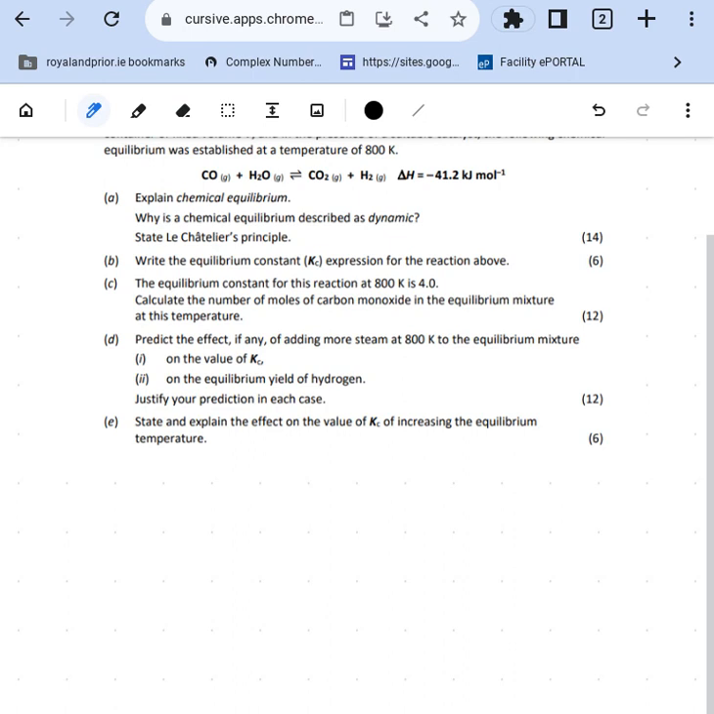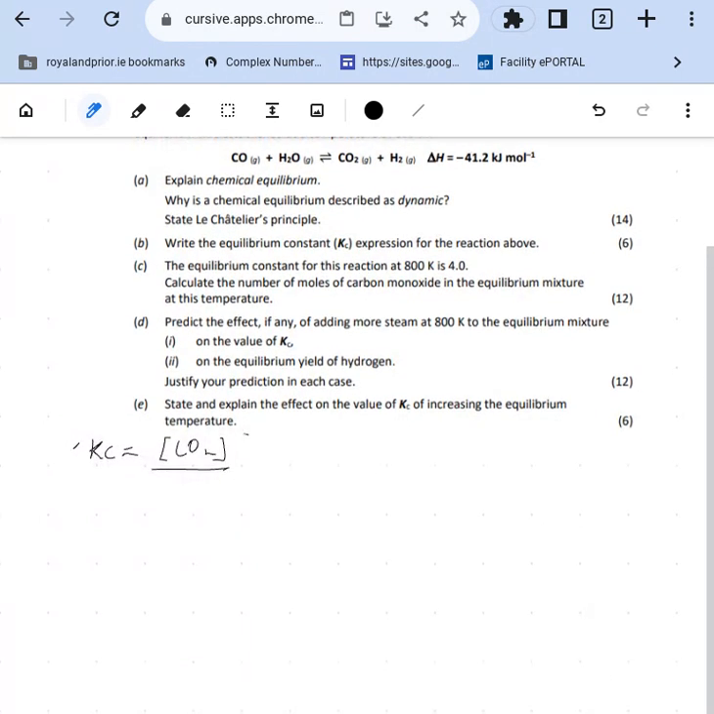Now we're asked there to find Kc. So Kc is my products over my reactants. So I've got my CO2 times, I forgot the hydrogen there, H2 over CO times H2O. There's no powers in any of these because there's no numbers in front of them. So that's the only case, if there was a 2 in front of H2O, it would be H2O squared.